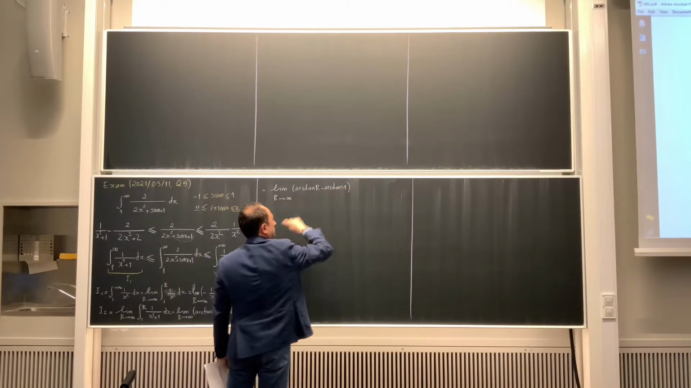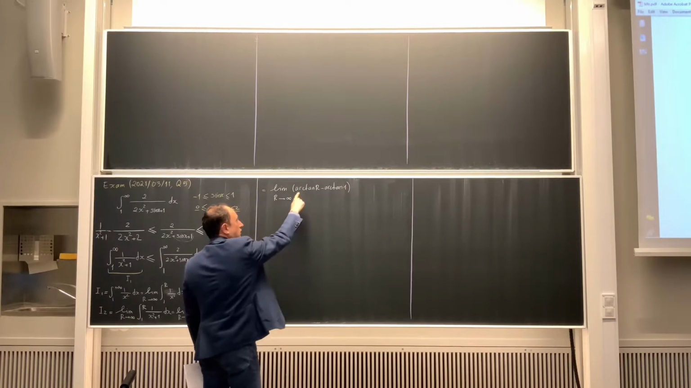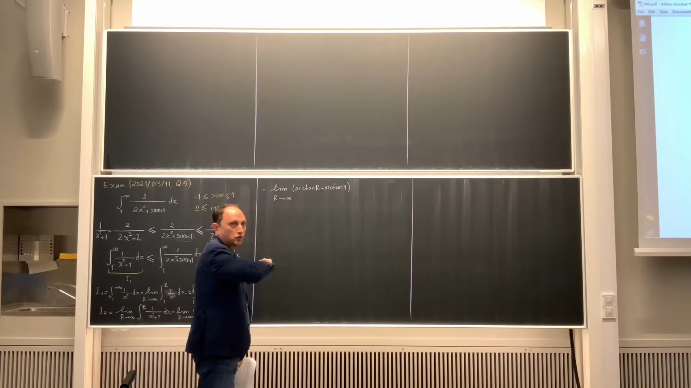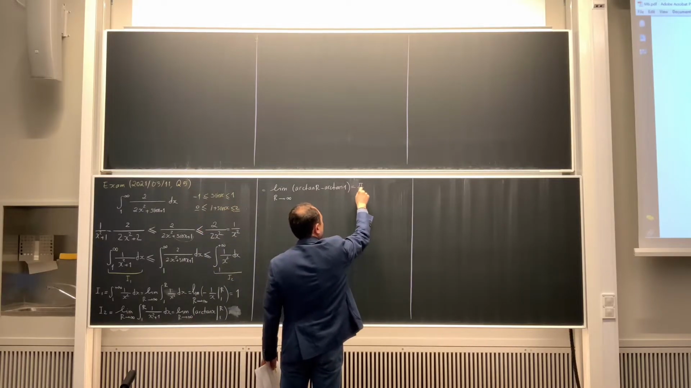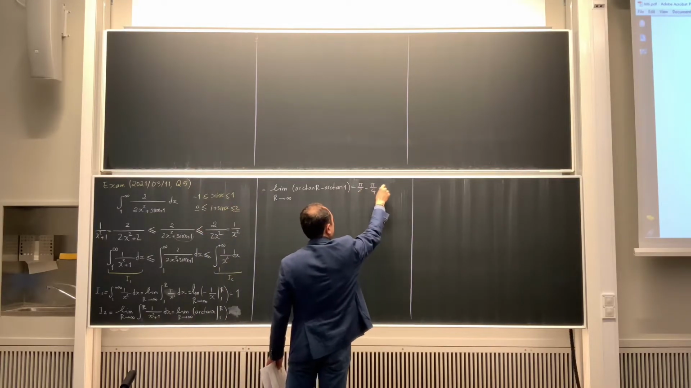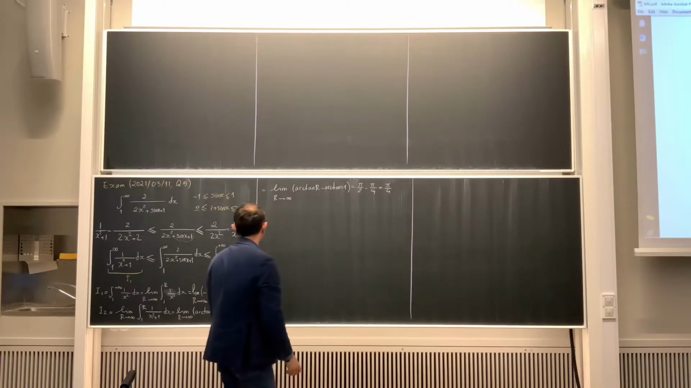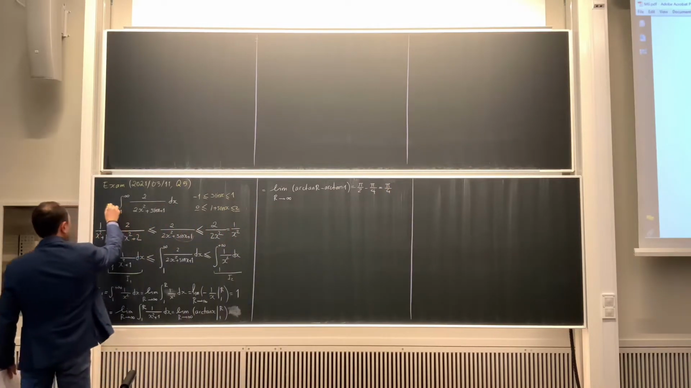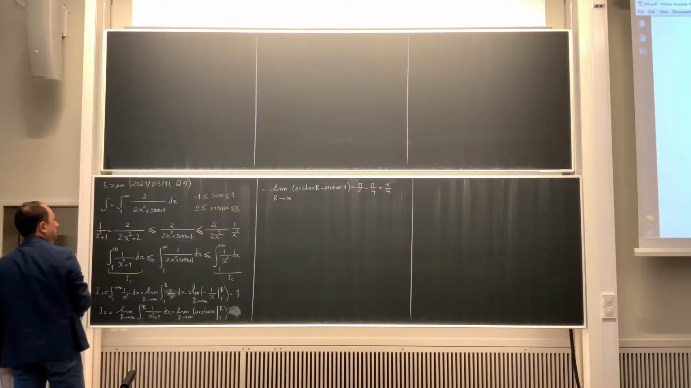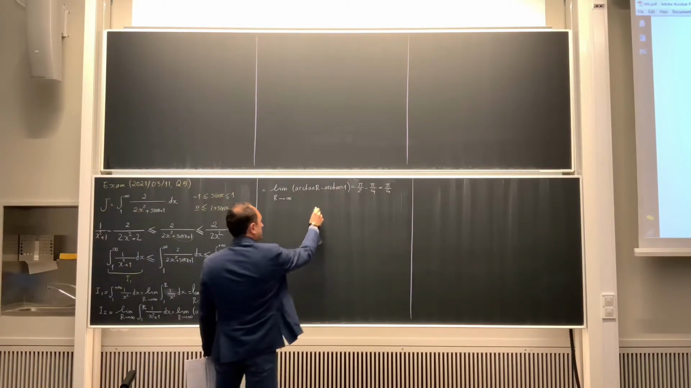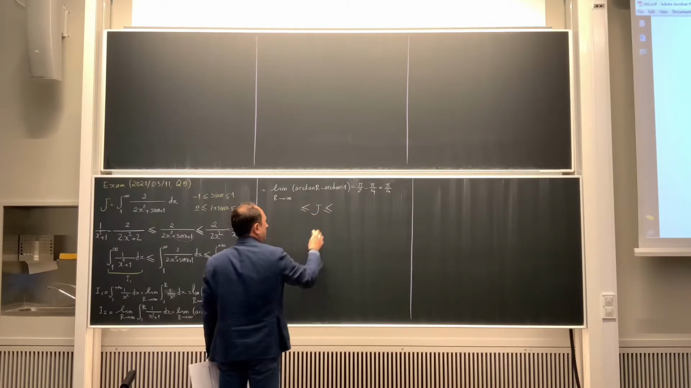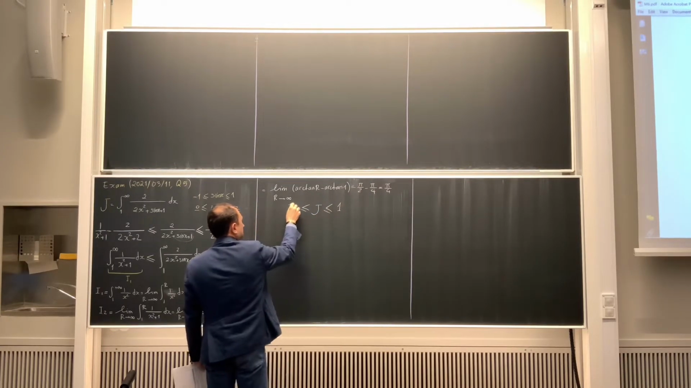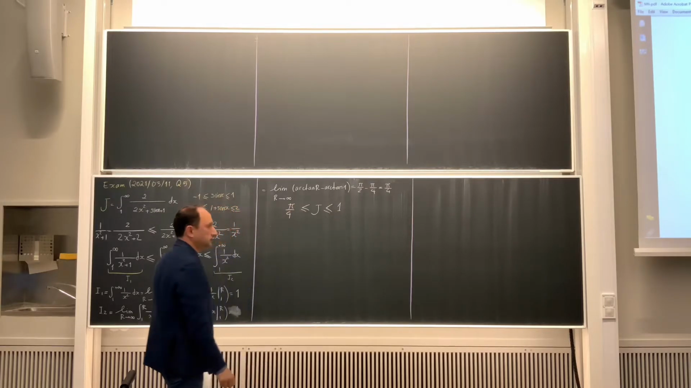But arctangent of 1 is pi over 4. Arctangent of infinity is pi over 2. And pi over 2 minus pi over 4 is pi over 4. Yes? So if I call my original integral j, then I showed that whatever j is, it actually lies on this interval. Yes?